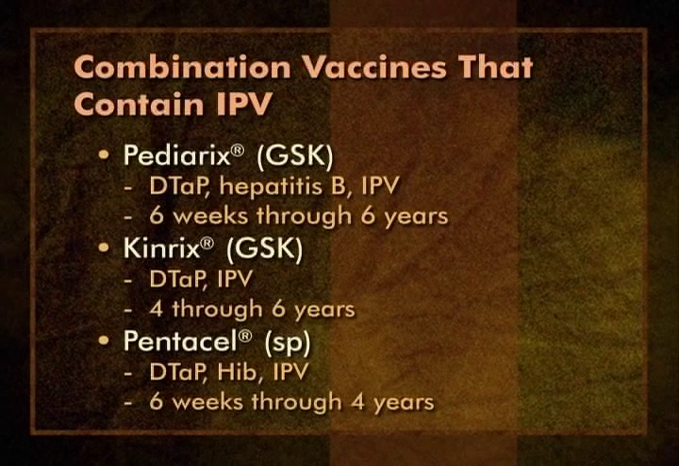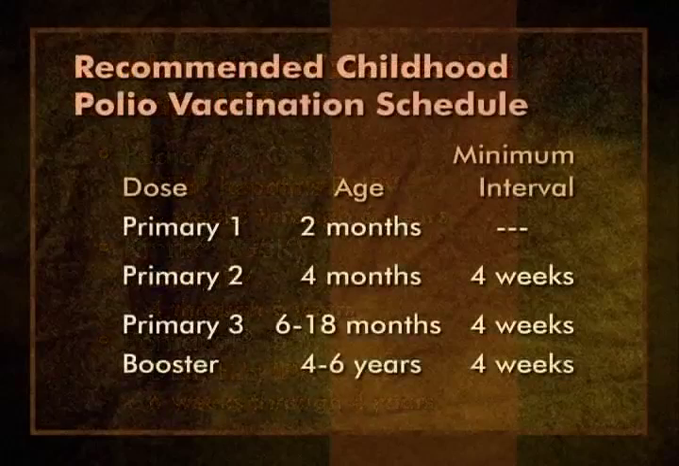Kenrix is licensed only for the fifth dose of DTaP and the fourth dose of IPV among children 4 through 6 years of age. Pentacell is produced by Sanofi Pasteur and contains DTaP, HIB, and IPV. It is licensed for the first four doses of the component vaccines among children 6 weeks through 4 years of age. Pentacell is not licensed for children 5 years or older. We discuss additional details for the use of these vaccines in the DTaP segment of this program.